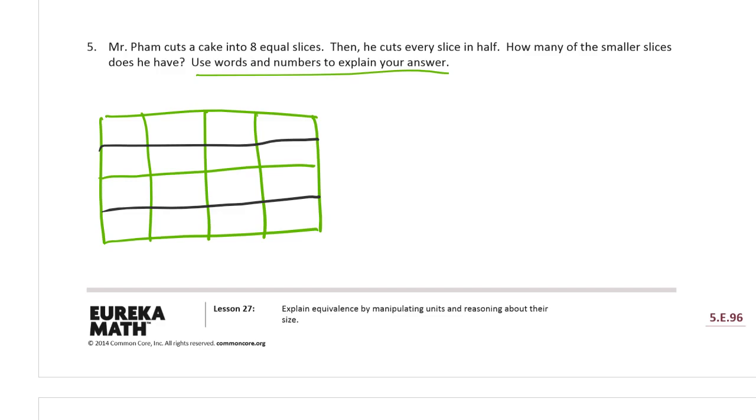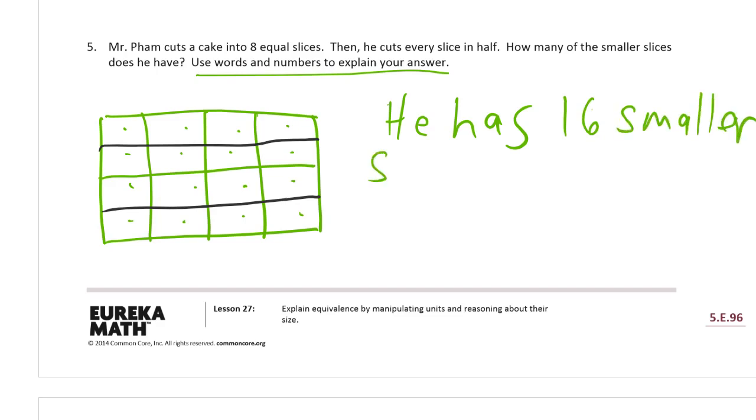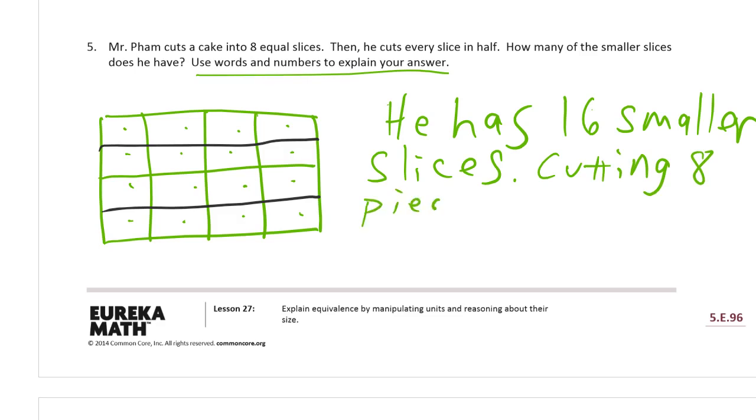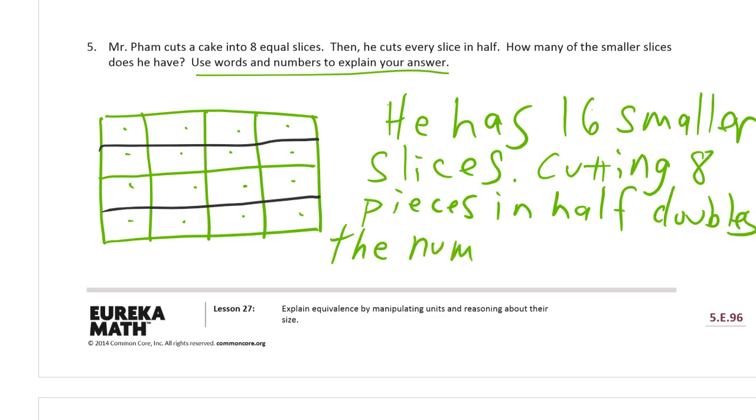How many of the smaller slices does he have? He has, I mean, we can count them. 1, 2, 3, 4, 5, 6, 7, 8, 9, 10, 11, 12, 13, 14, 15, 16. He has 16 smaller slices. Cutting 8 pieces in half doubles the number of pieces, and 8 + 8, double 8, = 16.